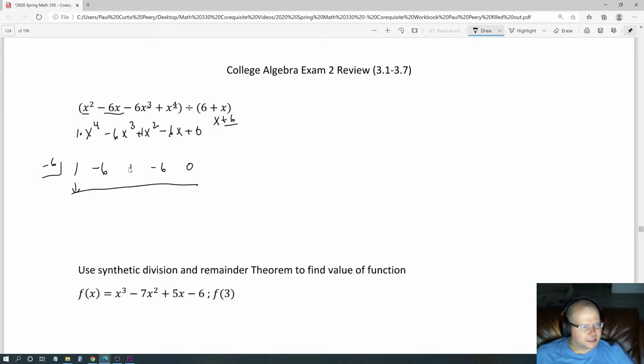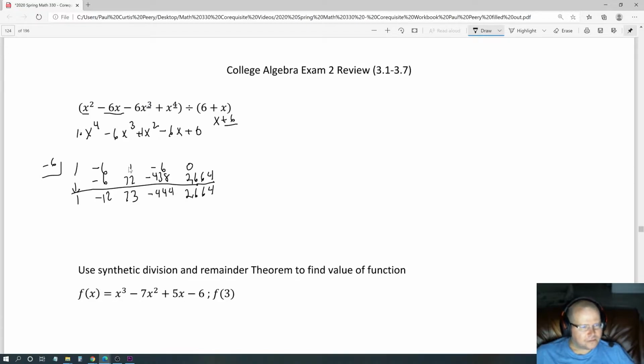I've got to draw a little bit smaller. I'm going to run out of room if I keep going this way. So negative 6 times 1 is negative 6. Negative 6 plus negative 6 is negative 12. Negative 6 times negative 12 is a positive 72. 72 plus 1 is 73. Then negative 6 times 73 is negative 438. Negative 6 and negative 438 is negative 444. Negative 6 times negative 444 is positive 2,664. And 0 plus 2,664 is 2,664.